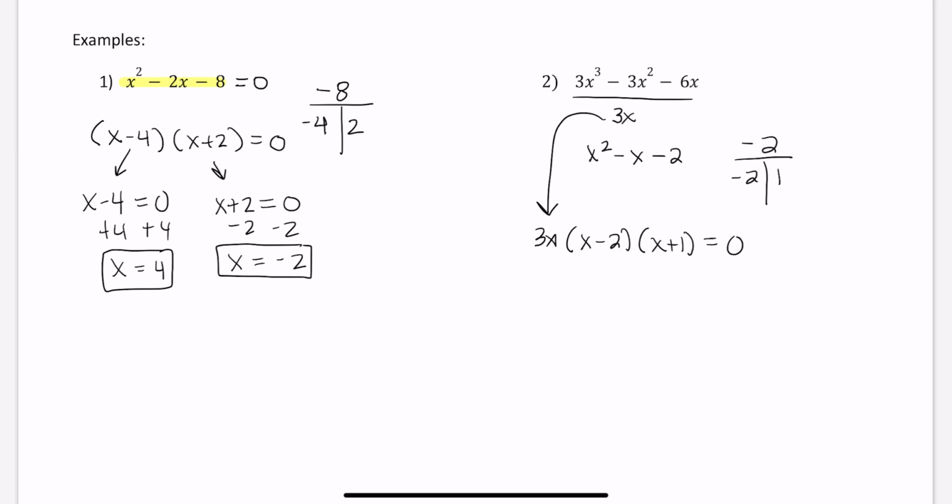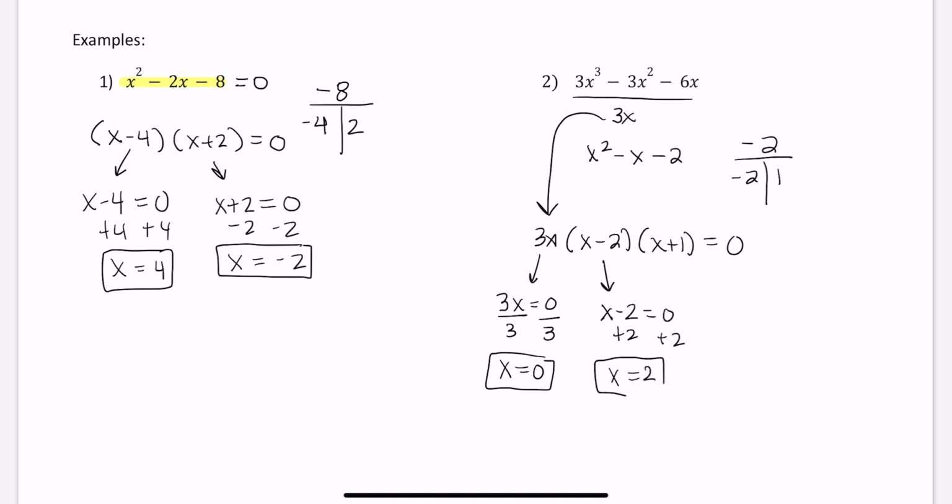So what I'm going to do is take all of my factors, that includes the 3x, and set them equal to 0. So I get 3x equals 0. Okay, I'm going to divide by 3, so x is equal to 0. That's one solution. I have x minus 2 equals 0. Add 2, so x is equal to 2. That's another solution. And then I have my last solution of x plus 1 equals 0. Subtract 1, so x is equal to negative 1. And those are my 3 roots.